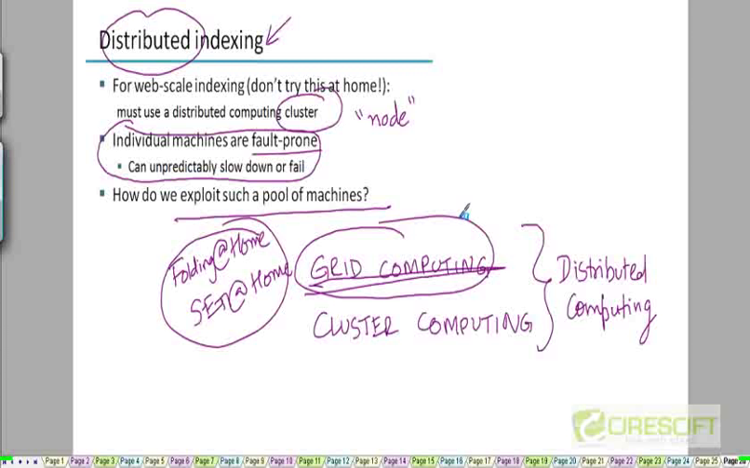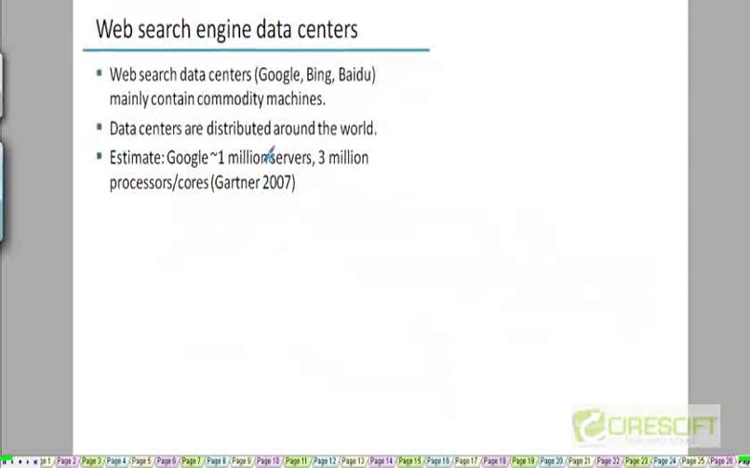They can be heterogeneous. In cluster computing, the individual nodes in a cluster are homogeneous. They are more or less the same kinds of machines. And this is what web search engines use. So they use a cluster. Web search engines, whether it's Google, Bing, Baidu, or whatever, contain commodity machines. Commodity machines are just ordinary machines, like the PCs that you get in the market.